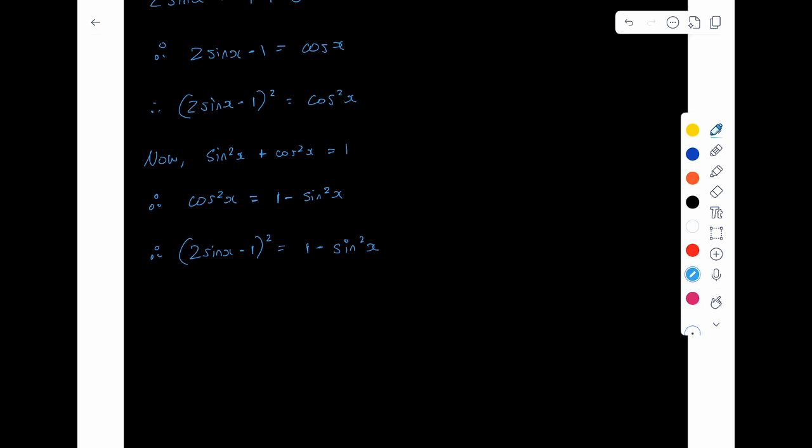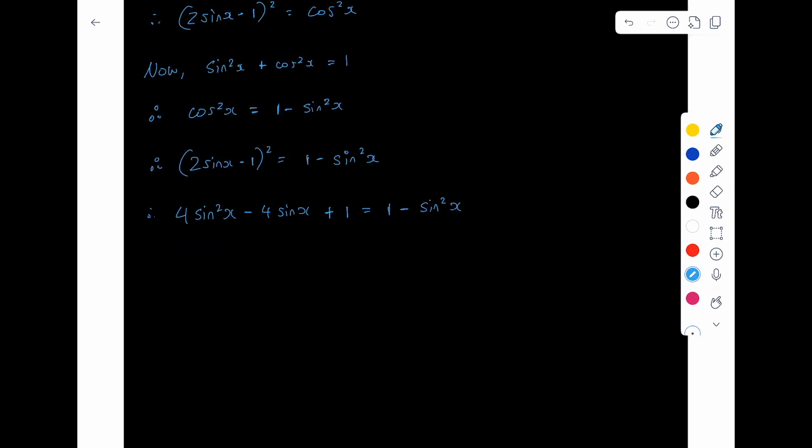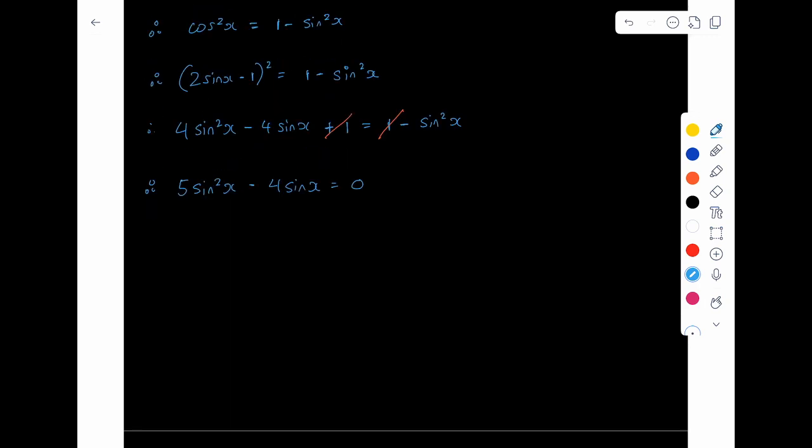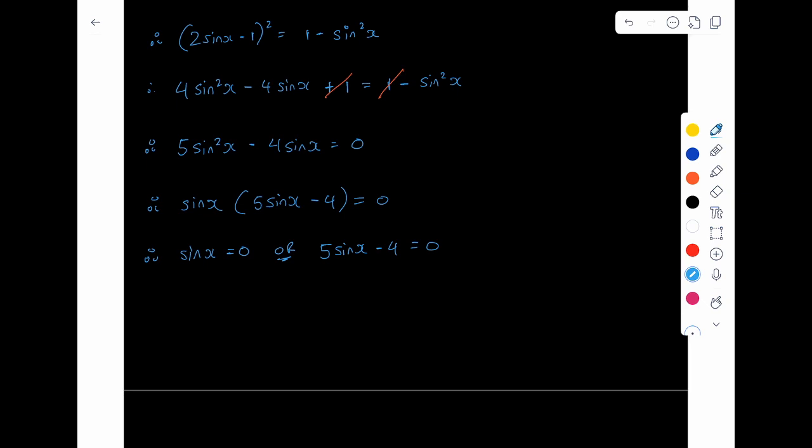If we expand this and then simplify this, we therefore get to 5 sine squared x minus 4 sine x is equal to 0. Okay, great. So we have a simplified function in front of us, but now we need to solve it, which means we take out sine x, which leaves us with sine x times (5 sine x minus 4) is equal to 0. But now we have another problem. We have two answers for sine x.